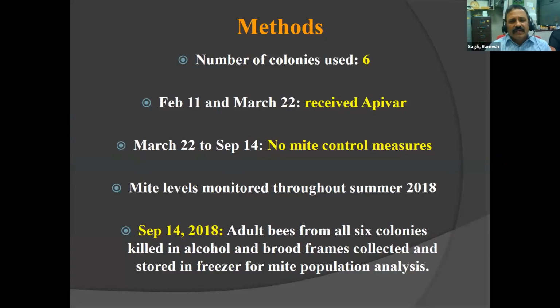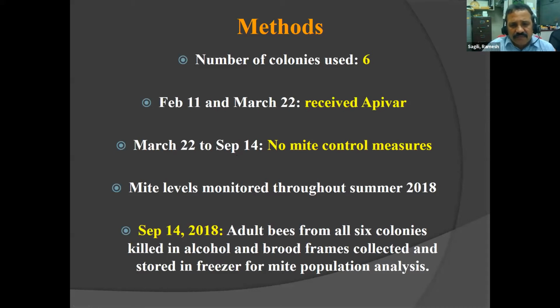Basically we had 6 colonies that we used for this study. Between February 11th and March 22nd, these colonies received APR, which is a synthetic miticide. Then from March 22nd until September 14th, there was no mite control, so they didn't receive anything for this period of time. We just wanted to allow these colonies to grow naturally, and even the mite populations were growing naturally without any control.